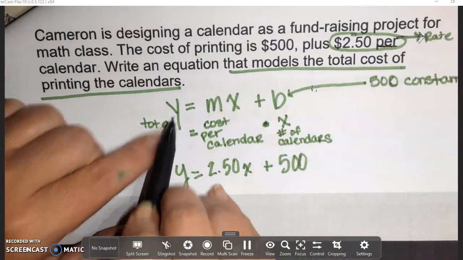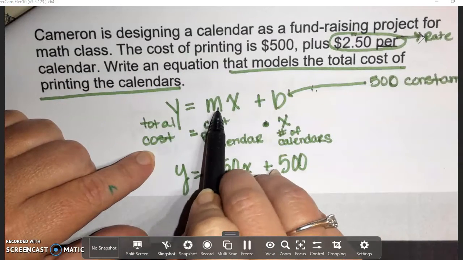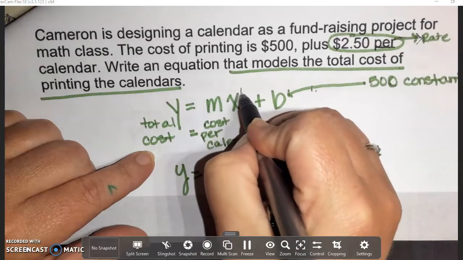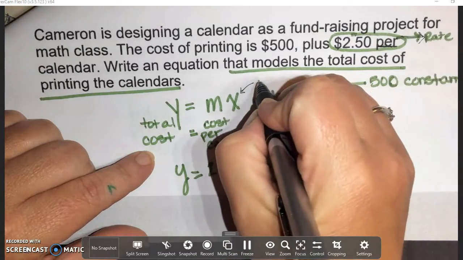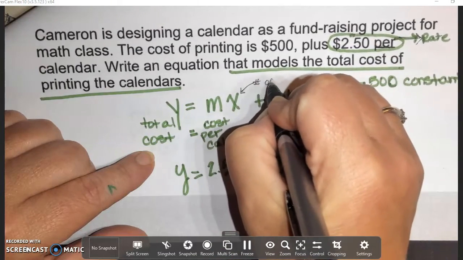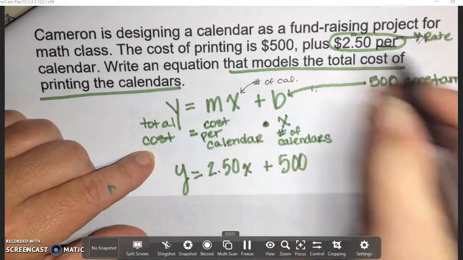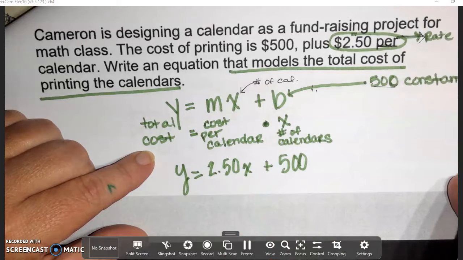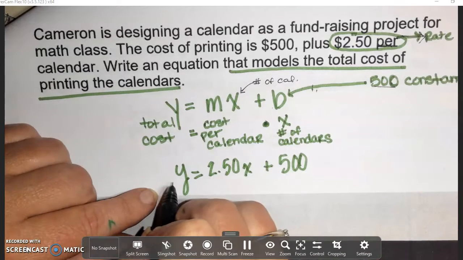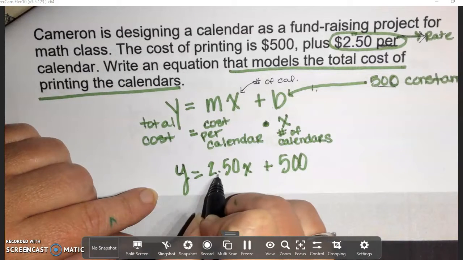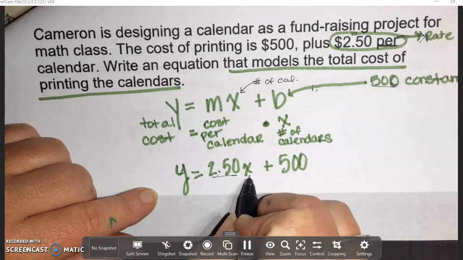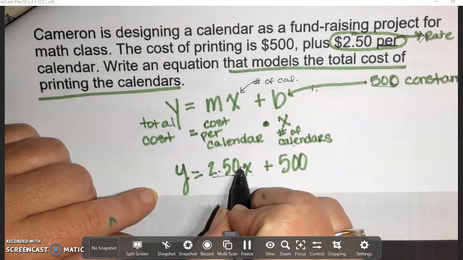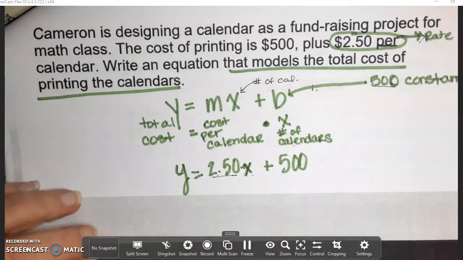So y is our output, our total cost. Our slope is our rate, cost per calendar. X is the number of calendars. And b is our constant, the $500 that it takes. Okay? So our equation would be y equals 250, our rate, times the number of calendars, we don't know what that is yet, plus the 500.